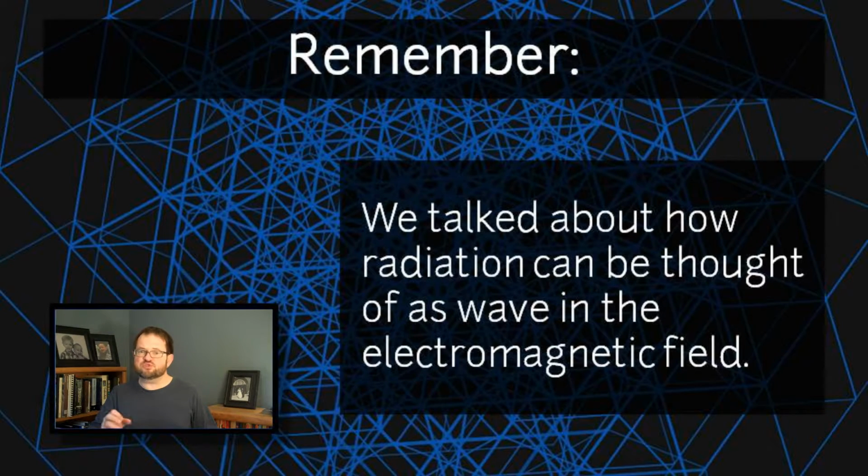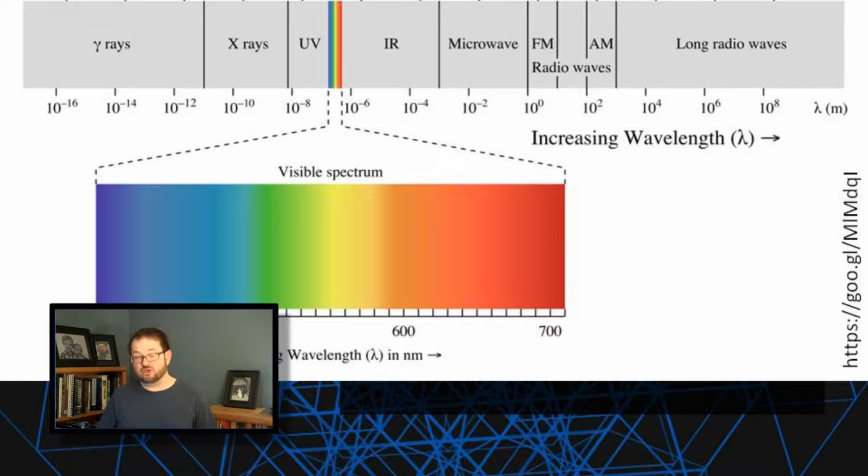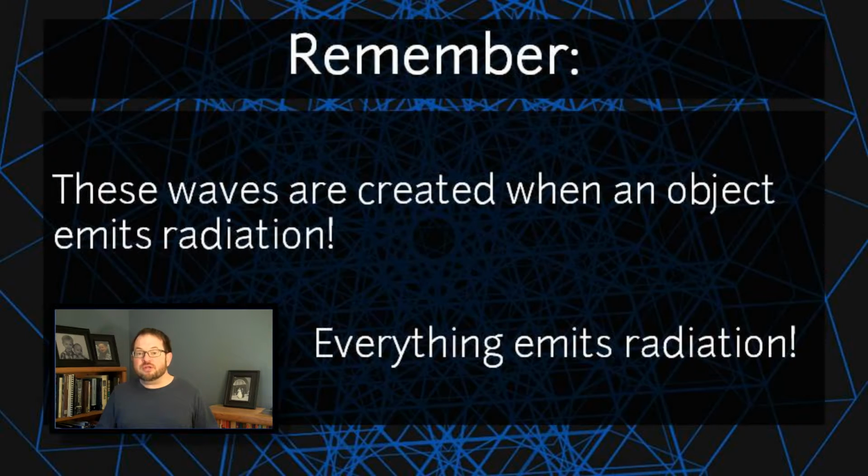But the only difference between all the different types of radiation, whether they were gamma rays, X-rays, ultraviolet radiation, visible light, infrared radiation, microwaves, radio waves, whatever, is their wavelength. They're all just waves in the electromagnetic field, and everything around us creates these waves. They are created when an object emits radiation.